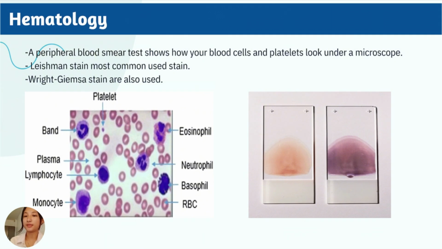After that, we make the smear, and for this we use the peripheral blood smear test that shows the blood cells and platelets in order to look under the microscope, and it should be tongue shaped, and we have to practice a lot. And here we used the Leishman stain and the Wright-Giemsa stain.